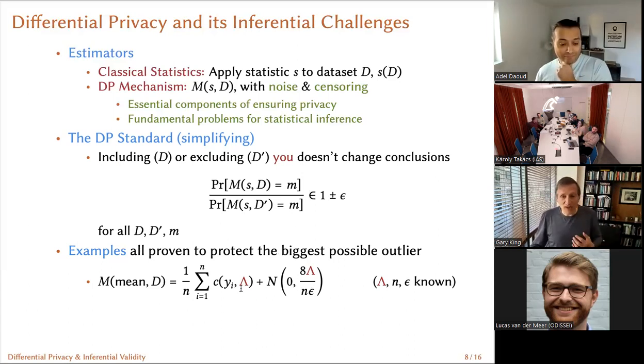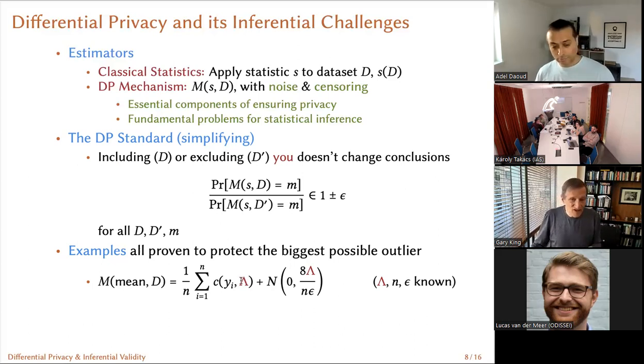So just intuitively, how much noise do you have to add? Well, if n is really large, and your data are submerged in a sea of many, many people, then the variance can be smaller. That's good. If epsilon is really, really small, so you're not willing to leak almost any privacy at all, then the variance is going to be bigger.